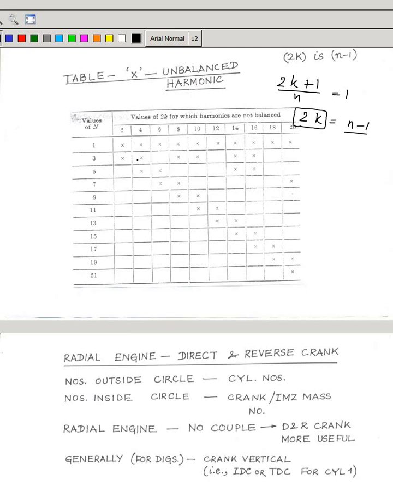So not balanced. But for 2k equal to 6, (2k minus 1) by n is (6 minus 1) by 3, so 5 by 3. So yes, it is non-integer. And (6 plus 1) by 3 is also a non-integer, because that is 7 by 3. So this is balanced. So in this way you have to individually check for odd number of cylinders. But for even number of cylinders, all the harmonics are always balanced.